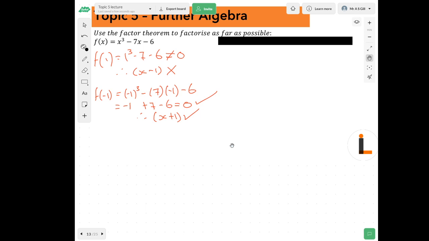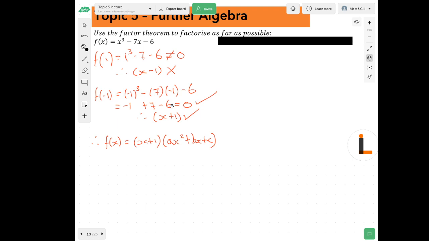And now this is where we adapt long division and use the principles behind it. We know that if we were to divide this cubic up here by this, which is a linear factor, we have to end up with a quadratic. Right? It's the only way we can get back to a cubic. So what we can say is, well, therefore, f of x is equal to x plus 1, because we know that's a factor, we've proved it here, multiplied by ax squared plus bx plus c, some quadratic. We don't know what the quadratic is yet, but some quadratic.